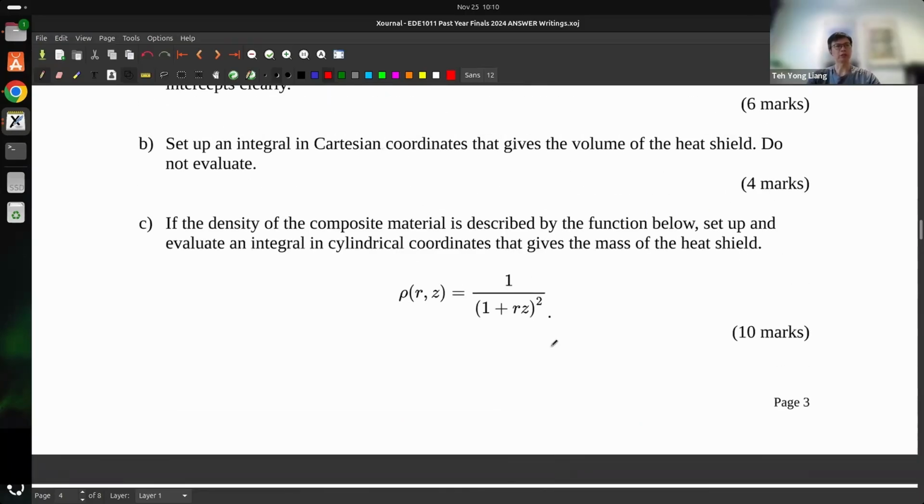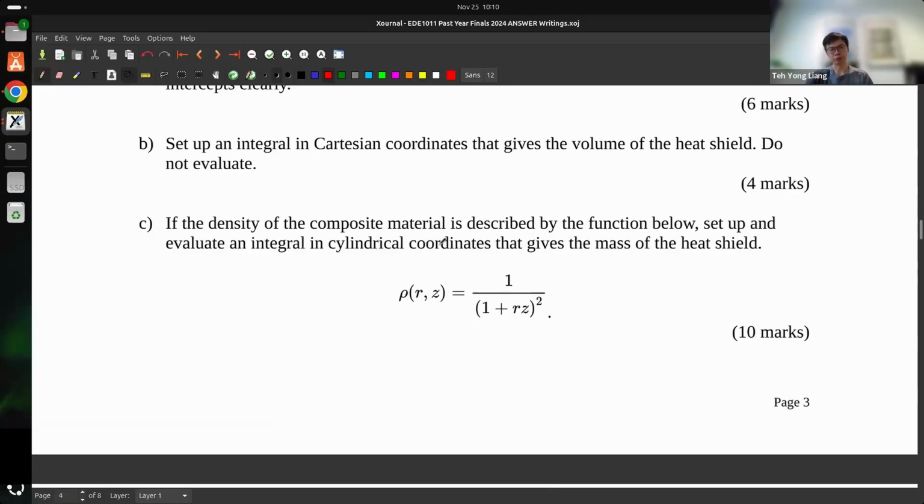So finally, let's look at part C. It says here that if the density of the composite material is described by the function given by this, 1 over (1 plus rz) squared, you're supposed to set up and evaluate an integral in cylindrical coordinates that gives the mass of the heat shield.